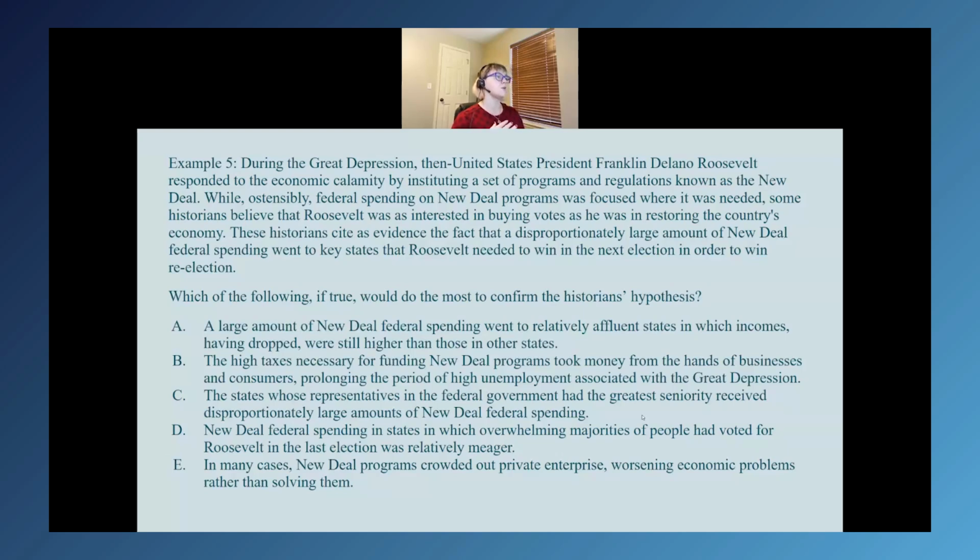What D says is states that he won in the last election really strongly, in which he had an overwhelming majority of the votes. So states that he probably wouldn't need to court, he's likely to win these states again, got relatively meager amounts of the New Deal money. This strengthens the conclusion because not only is he giving money to the states that he needs to win, these sure-thing states that he has been such a solid victor in, he's not worried about giving them very much money at all. So that supports that he's somewhat interested in buying votes.